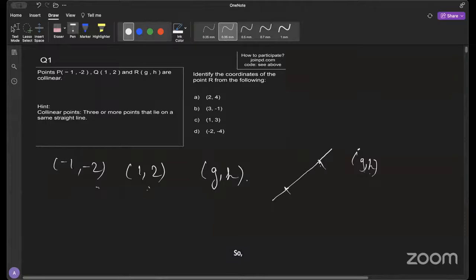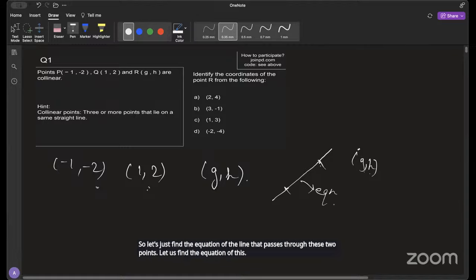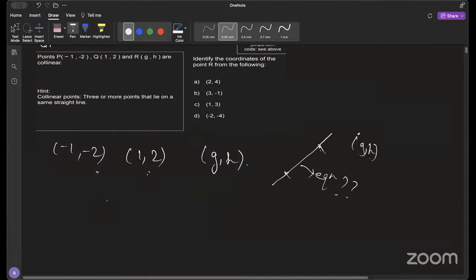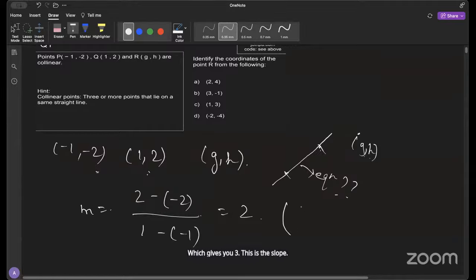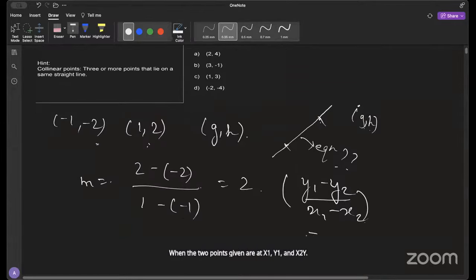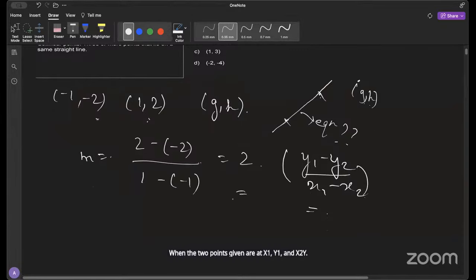So let's just find the equation of the line that passes through these 2 points. First you find the slope, which is 2 minus of minus 2 over 1 minus of minus 1, which gives you 2. The formula used here is y1 minus y2 by x1 minus x2, when the 2 points given are x1 y1 and x2 y2. So this is your slope for the line.